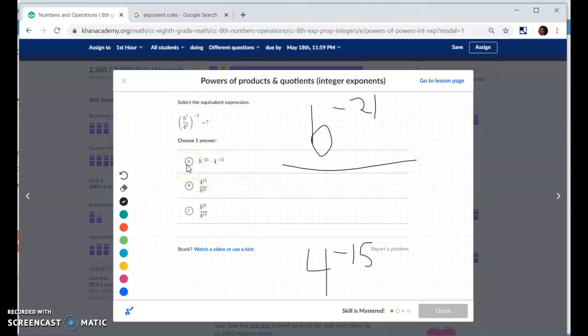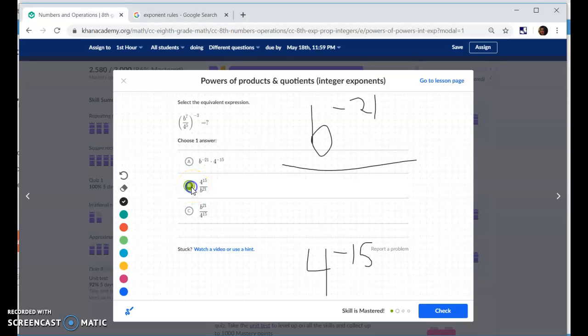And that would be this one. Oh, this one says to multiply. No bueno, we're not multiplying. Okay, and I don't see this here, but what I do see is 4 to the positive 15th and b to the 21st power, so that this is actually the answer.